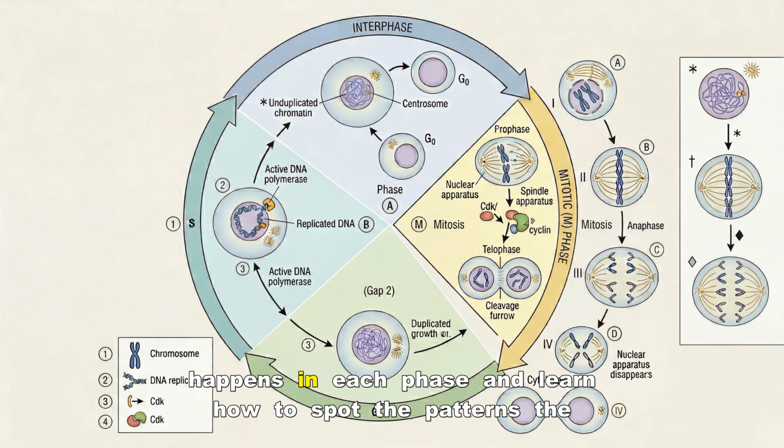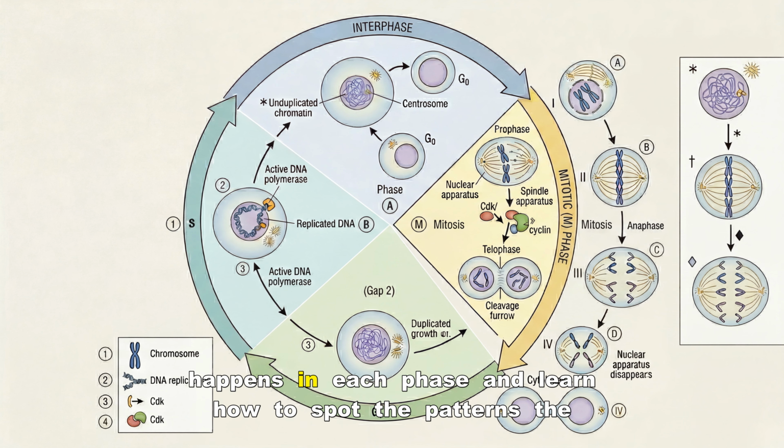The cell cycle consists of interphase, which includes G1, S, and G2 phases, followed by the mitotic phase. And understanding what happens in each stage is a classic MCAT target. In G1, the cell grows, synthesizes proteins, and carries out normal metabolic functions. This is often the longest phase, and where cells decide whether to divide or enter G0, a quiescent state. A helpful mnemonic is G1 equals growth 1.